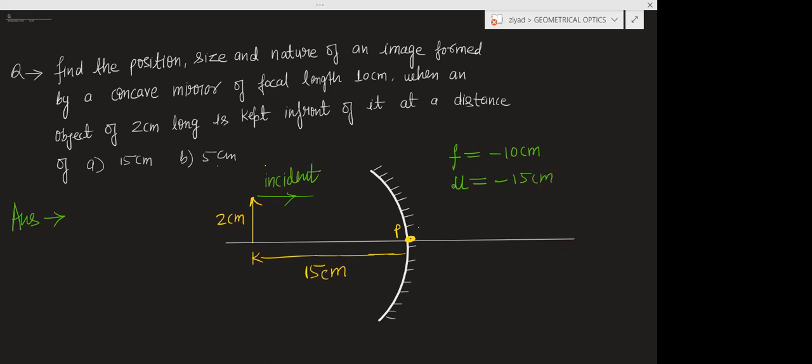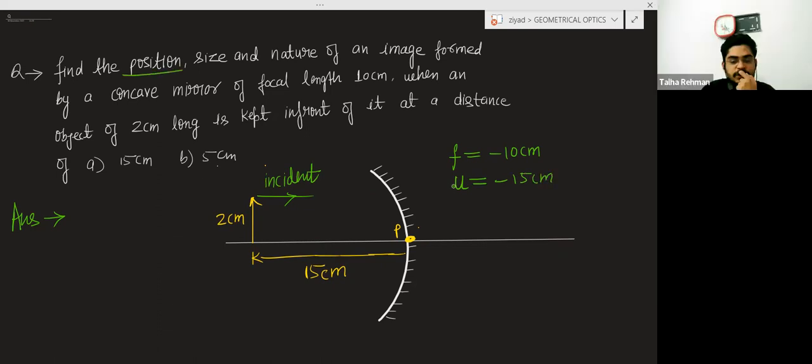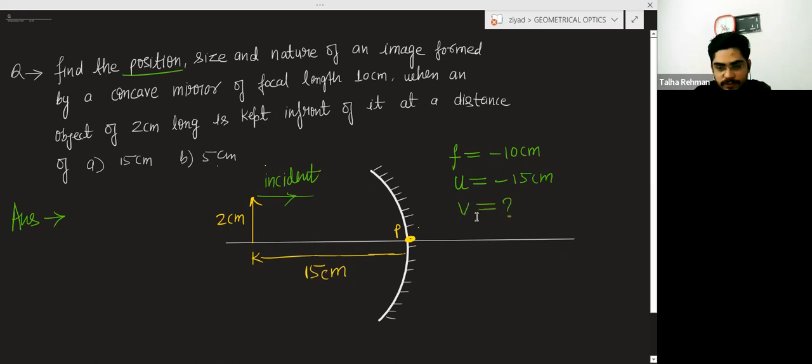First thing is to find the position of the image. What is the meaning of the position? Means the value of V, small v. V is known as the image distance or the position of the image.